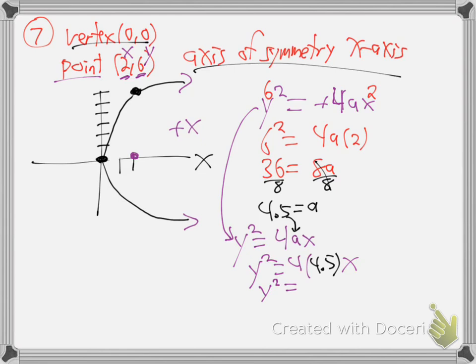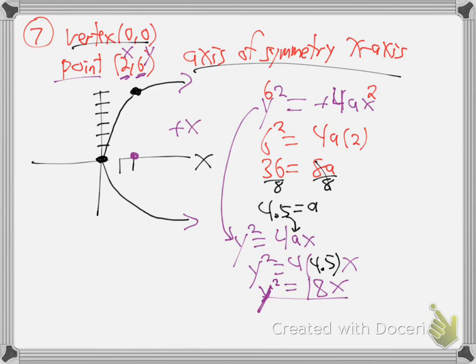What is that? 18x. So there's the equation: y squared is 18x. Everybody good with that? Well, no, we have one more thing. We've got to find the latus rectum. Everybody see how I found the equation? I found a by plugging in the point. Whenever you have a point on any graph, you can plug it in, and it makes the equation true.